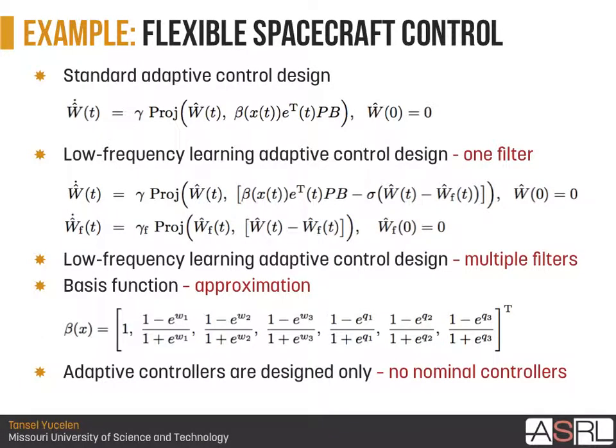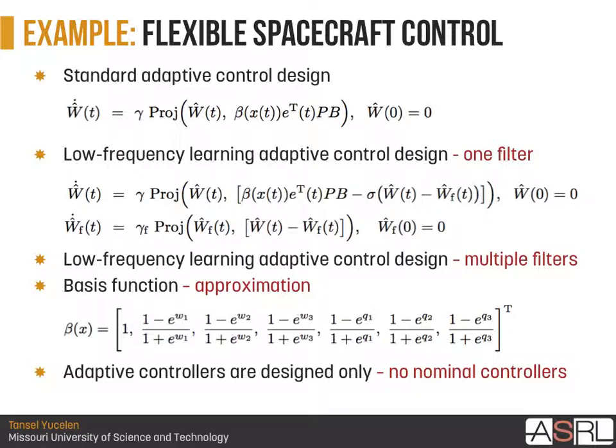Well, I am going to first implement the standard adaptive controller with a projection operator. I need to implement it with a projection operator because we have unmodeled dynamics in the system, unstructured uncertainties. And then I am going to compare it with the low frequency learning adaptive controller, which has this form: the standard adaptive control law, modified by this modification, which is the low pass filtered version of the weight update law. Basically, I'm going to show you the case with one filter, and then we are going to resort to multiple filters to see what's going on.